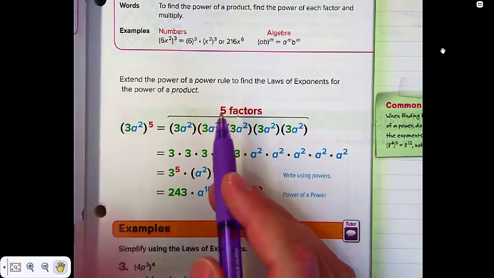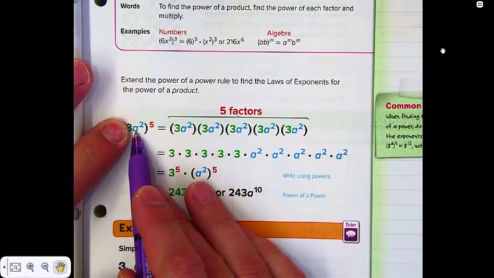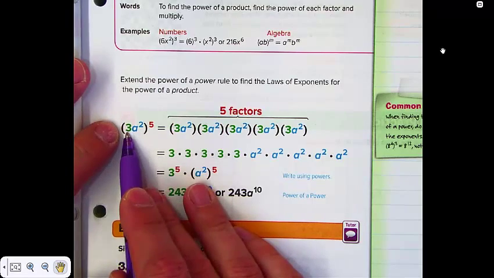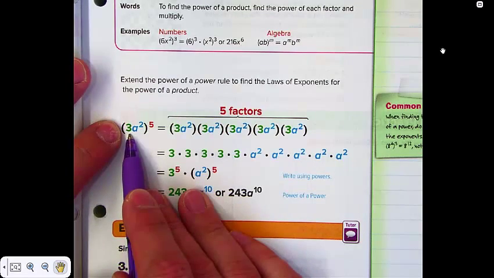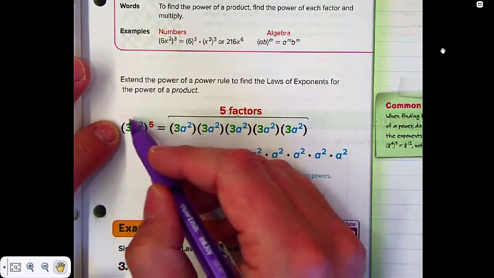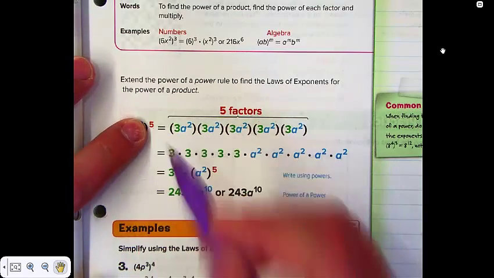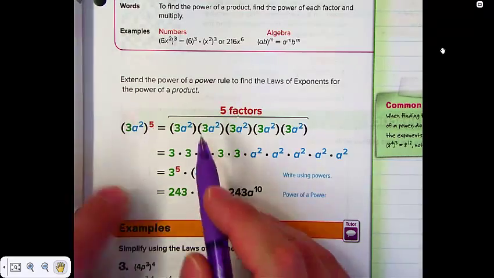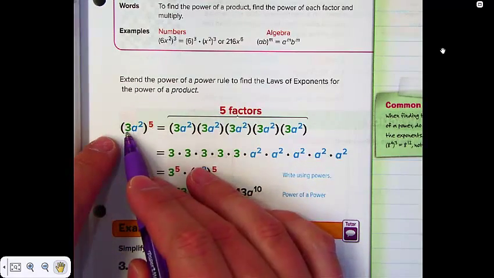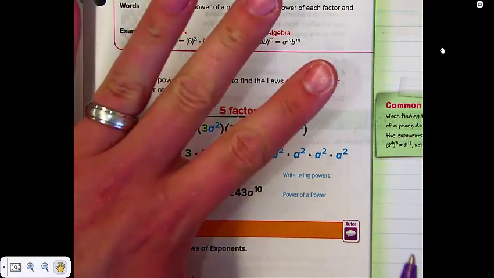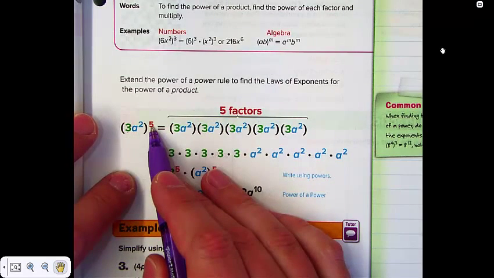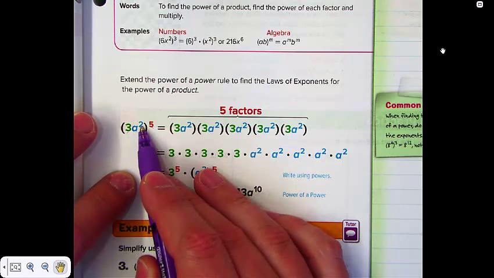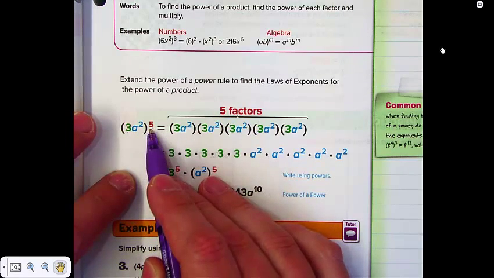So if you look here, previously we basically had a to the second power to the 5th power. Now we're adding a coefficient right in front of that, okay? So we're taking this whole thing 5 times. And in order to do this successfully, you kind of have to break it into its different parts. We're going to have this 3 5 different times, okay? This 3 is going to occur 5 different times. And then the a squared is going to occur 5 different times because it's being raised to the 5th power.